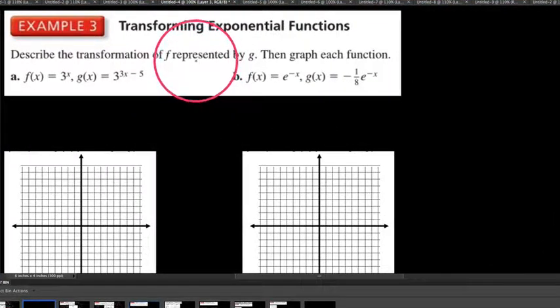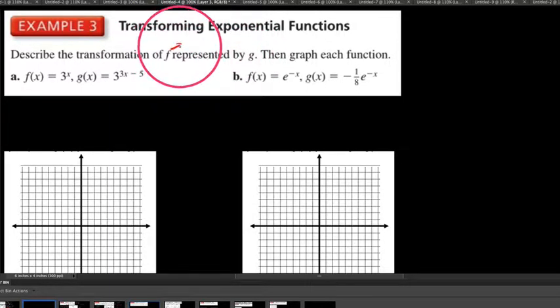Okay, YouTube, this is my third video on sketching transformations of exponential functions, in which we're going to look at a little bit more complex transformations, including reflections and stretching and shrinking. But essentially, we're going to take a look at these two that you see here. And so what we're going to do is describe the transformation of f represented by g.